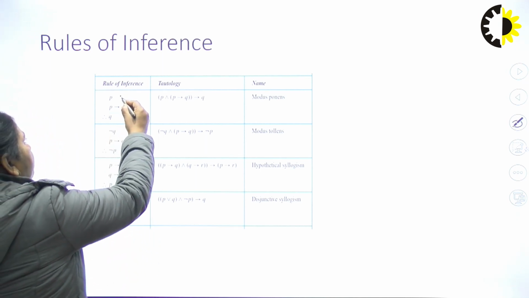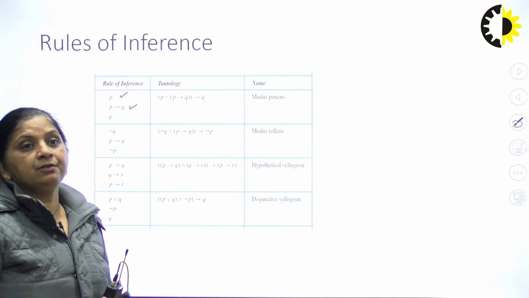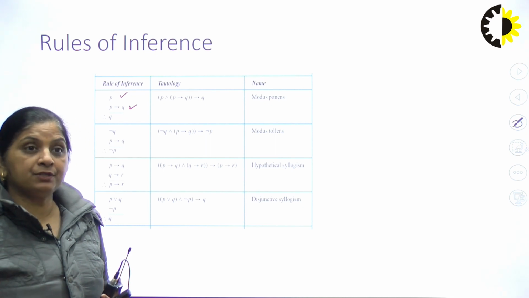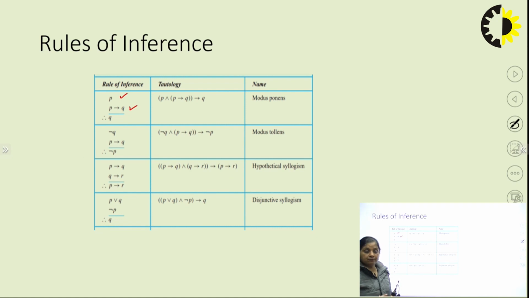Now see, if P is true and if P implies Q, if P is true and the implication is true, what does it mean? It means P is true, and the implication is true only when Q is true in case P is true. So directly we can say that Q is true. This is the rule of modus ponens. P and P implies Q are the premises, and the premises implying the conclusion will always be a tautology.